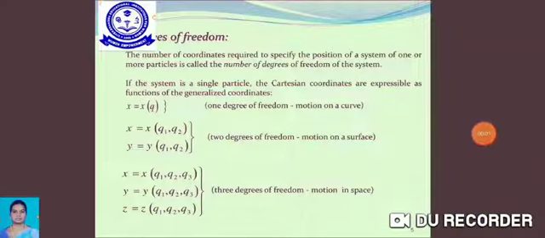If the system is a single particle, the Cartesian coordinates, that is x, y, z, are expressible as functions of the generalized coordinates. The topic on generalized coordinates we will discuss later, next session. For the motion on a curve, it is 1 degree of freedom, that is x is a function of q only. The motion on a surface, for a particle moving on a surface, has 2 degrees of freedom. Then in space, it has 3 degrees of freedom.